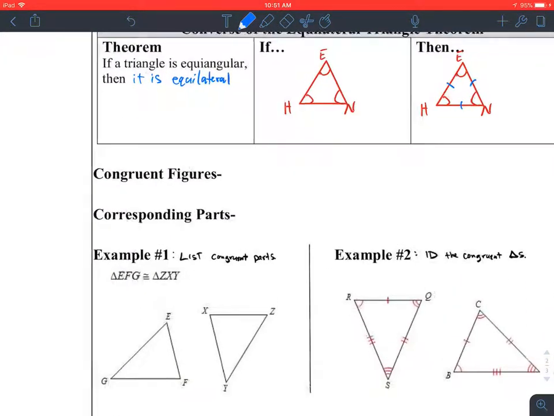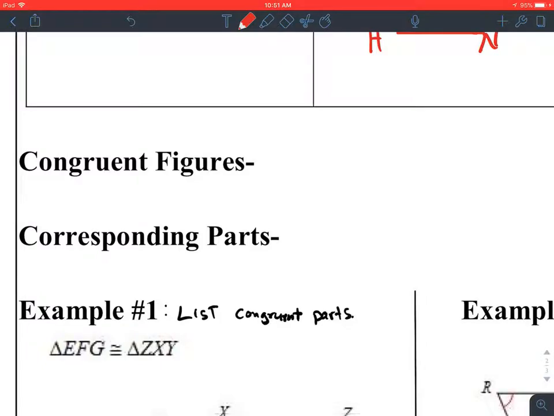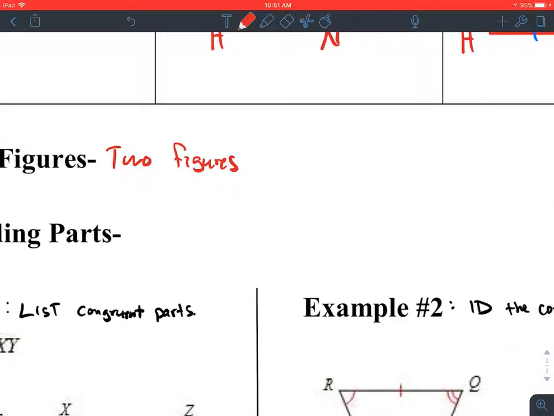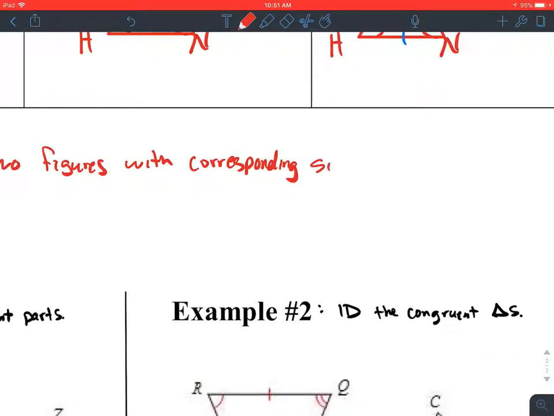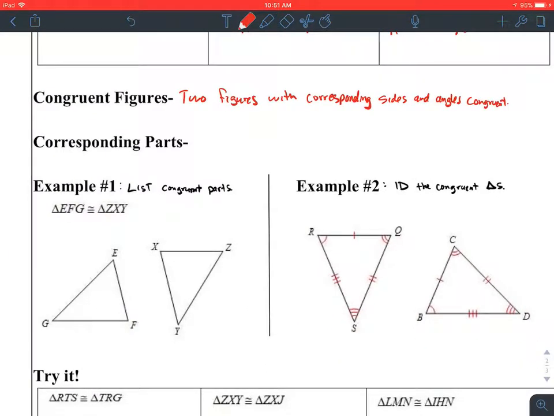Moving forward, congruent figures. Congruent figures are two shapes that are the exact same size and the exact same shape. More formally, congruent figures are two figures with corresponding sides and angles congruent. Two figures with corresponding sides and angles congruent.